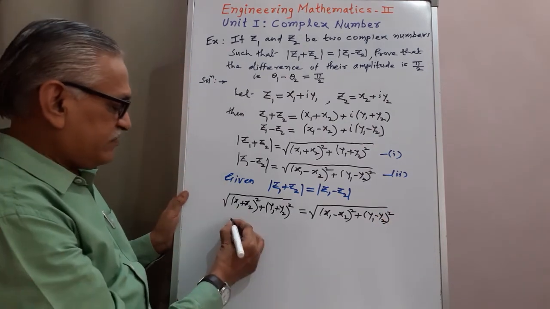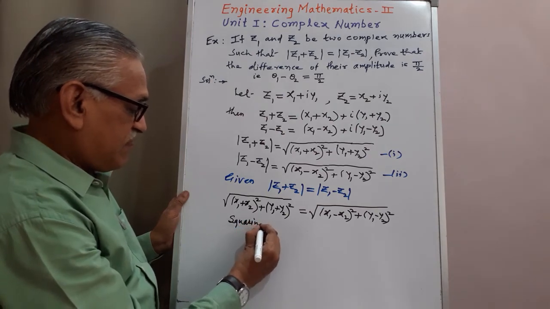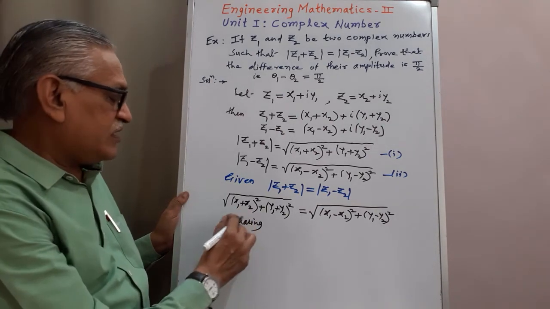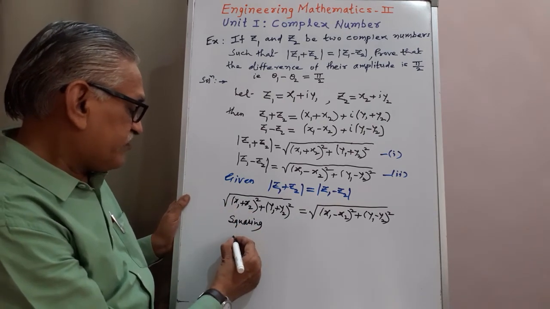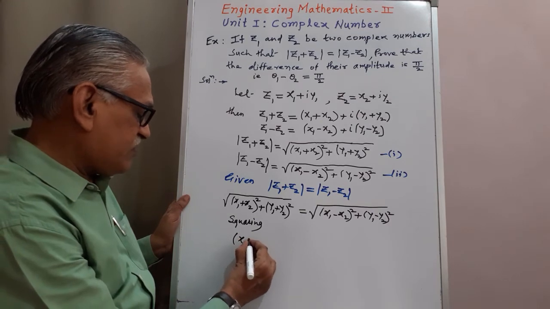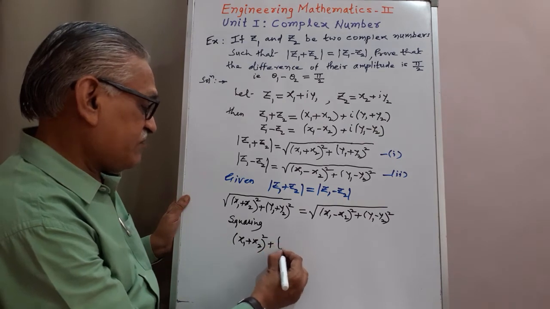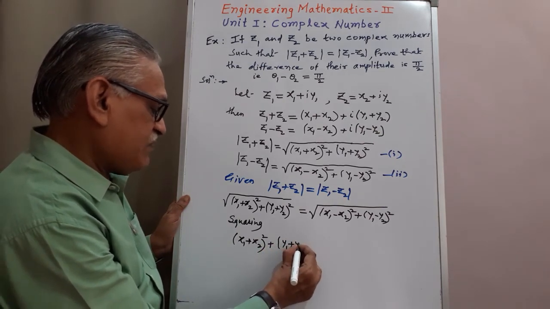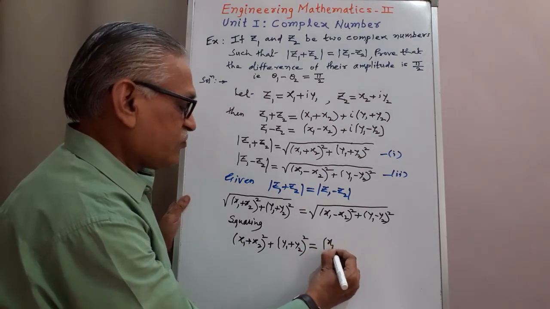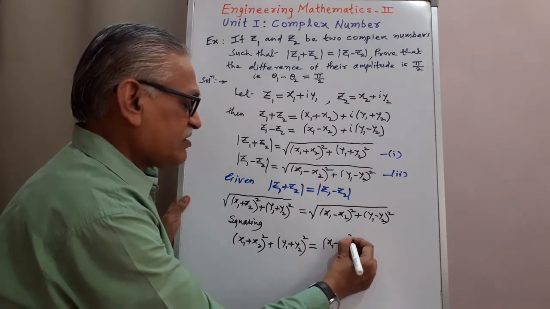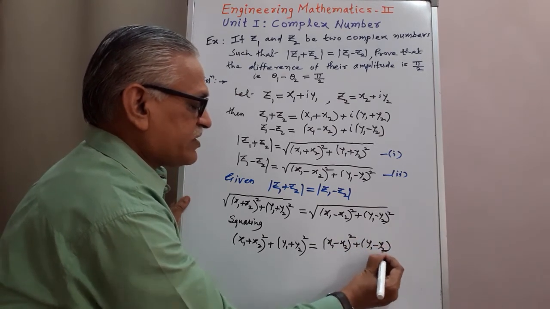Then squaring both sides, the square root gets cancelled on both sides. We have (x1 plus x2) square plus (y1 plus y2) square is equal to (x1 minus x2) square plus (y1 minus y2) square.